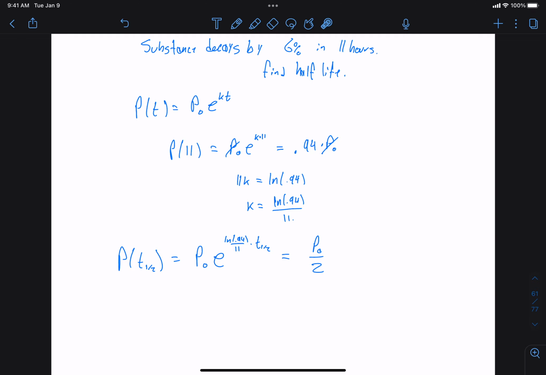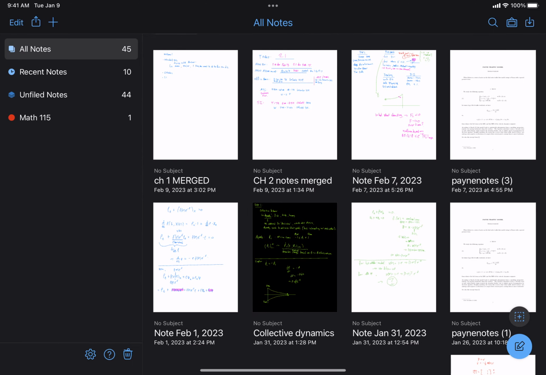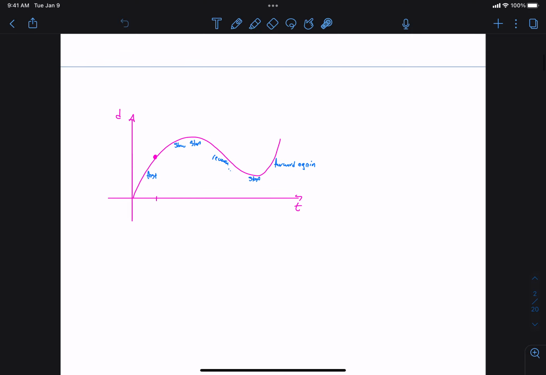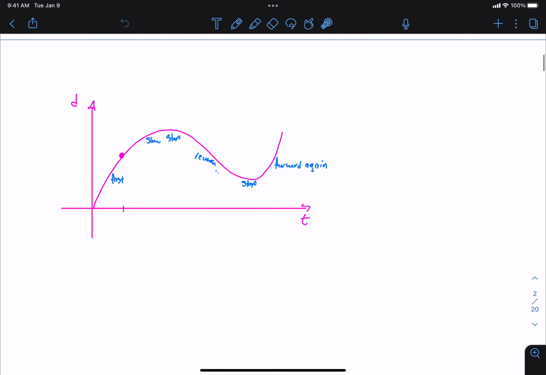Okay. We're going to move on then to something new today. I want to quickly motivate this, and we're going to do a little bit of group work today. So, what is the motivation?